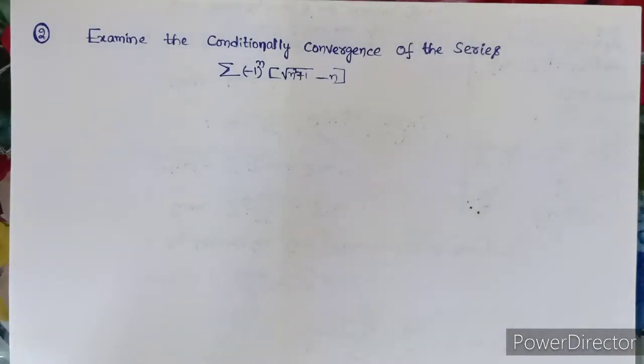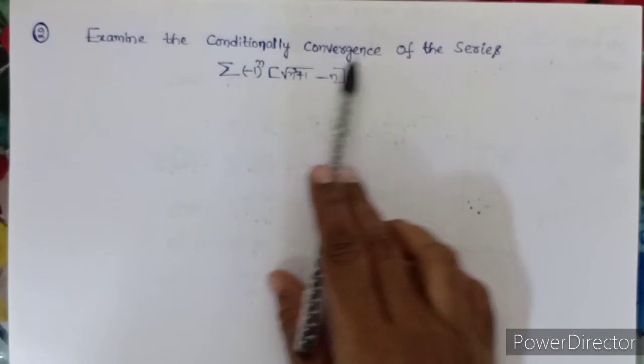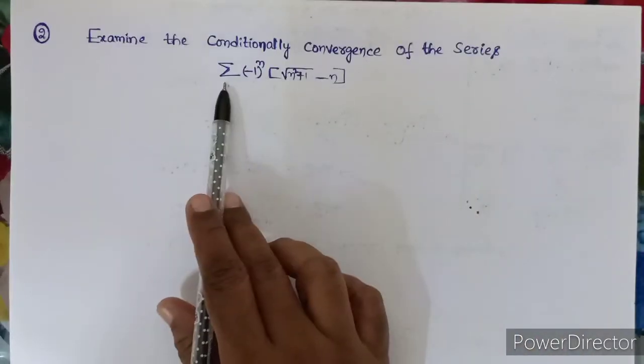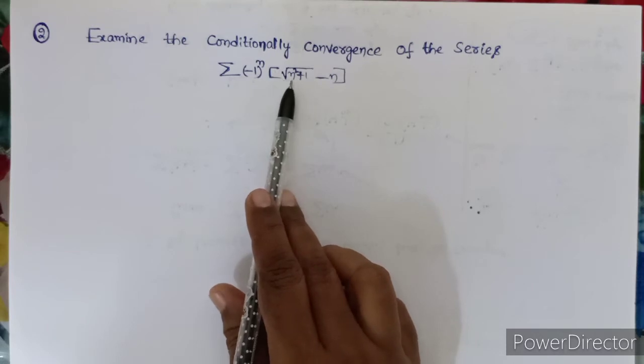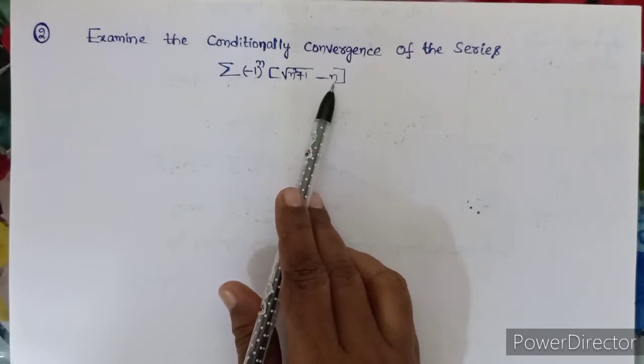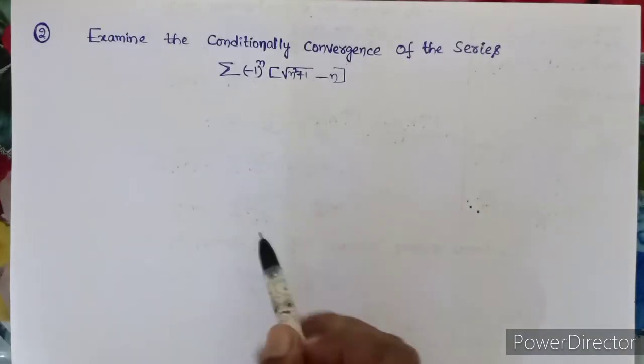We will see one more problem. Examine the conditional convergence of the series sigma minus 1 whole power n into root n square plus 1 minus n. We have to examine whether it is conditionally convergent or not. Let us see.